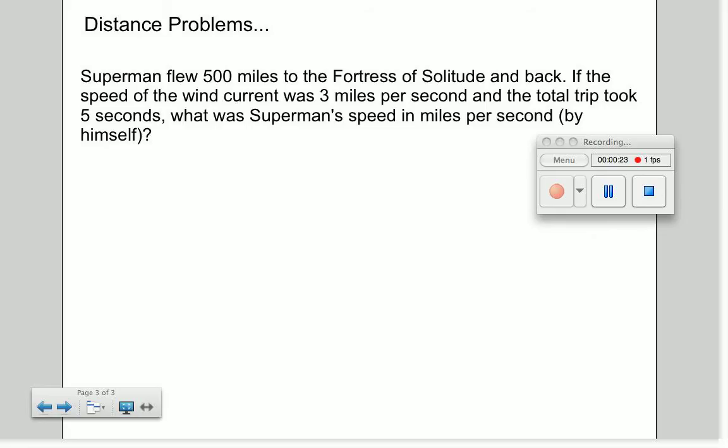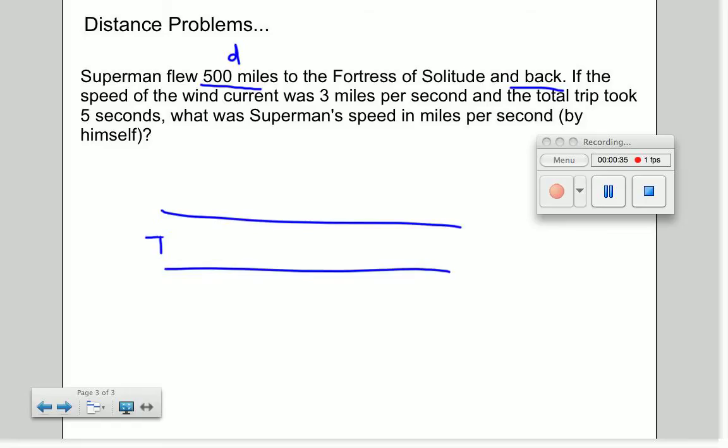So, we're going to talk about Superman now. Superman flew 500 miles, this is distance, to the Fortress of Solitude and back. So that tells us that he went to the fortress and from the fortress, and the distance was 500 miles both ways.